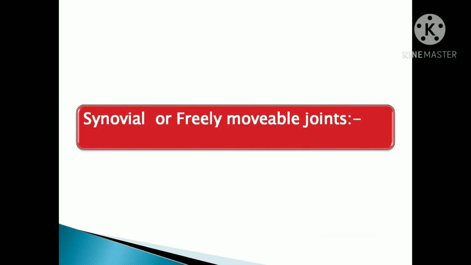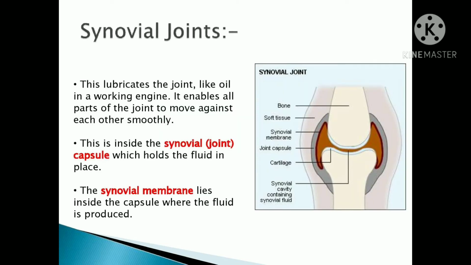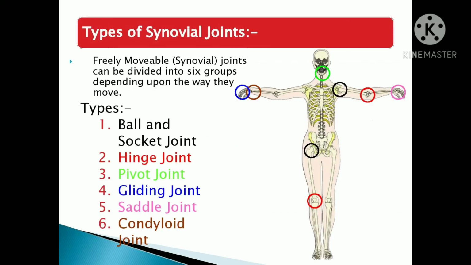So what are synovial or freely movable joints? Let us have a look. Here the synovial joints have a lubricant, which helps like in a working engine. It enables all the parts of the joint to move against each other smoothly. Inside you have a capsule which holds the fluid in place. The synovial membrane lies inside the capsule where the fluid is produced. In the figure you can see the capsule and the synovial membrane also.